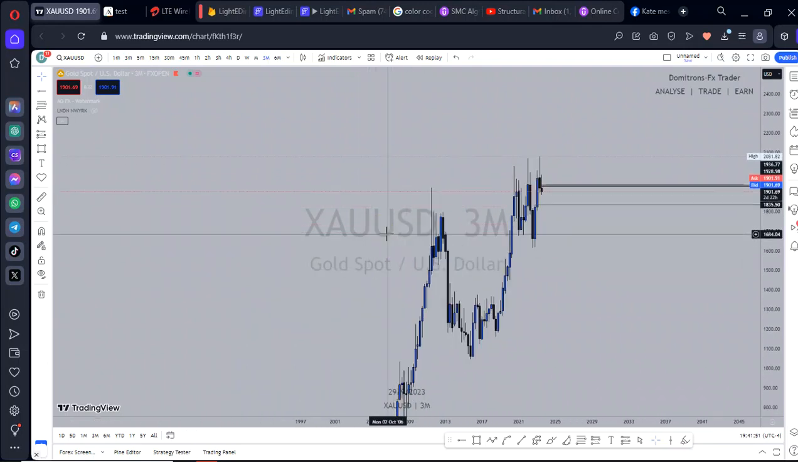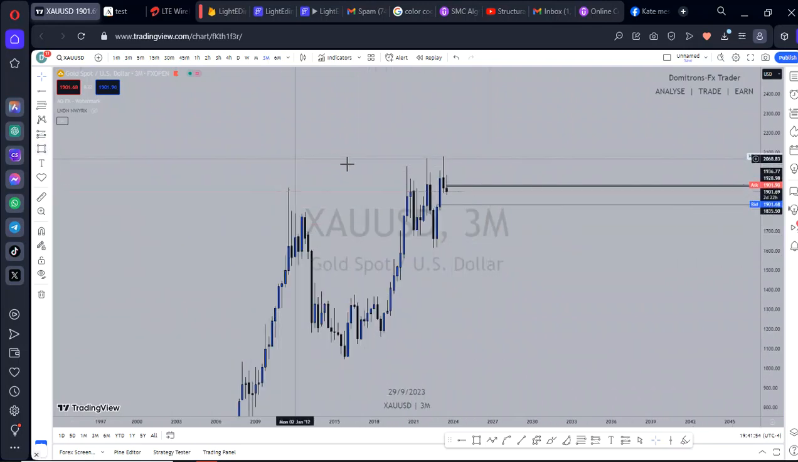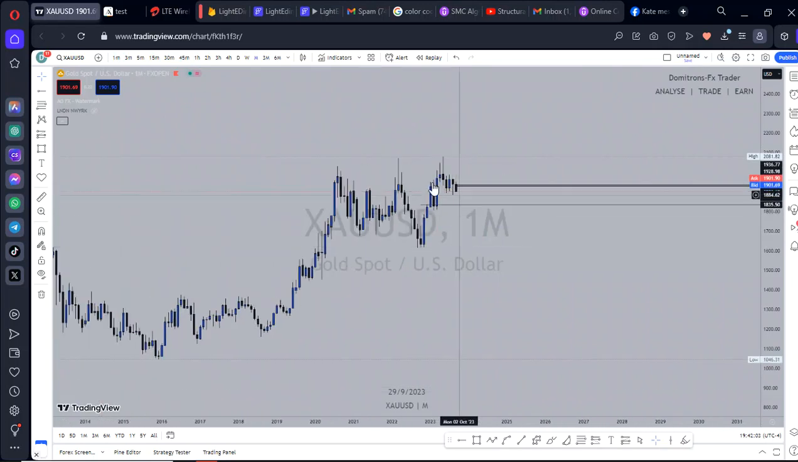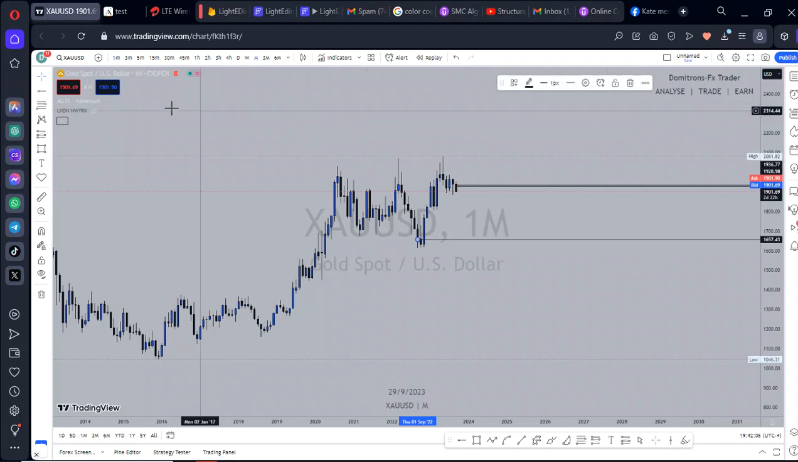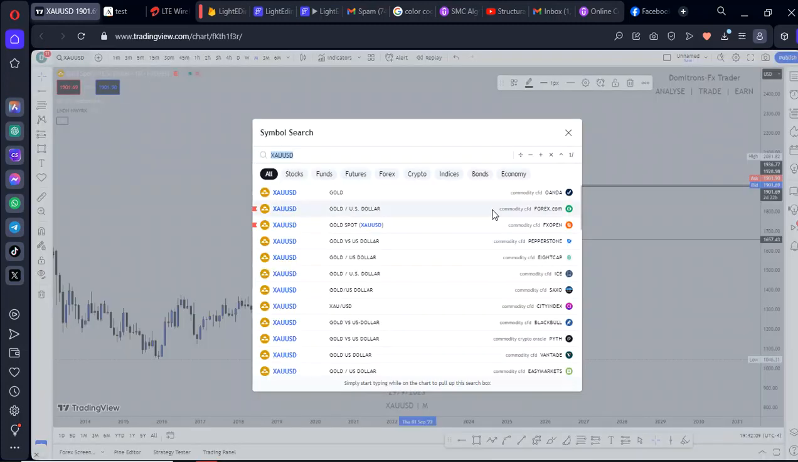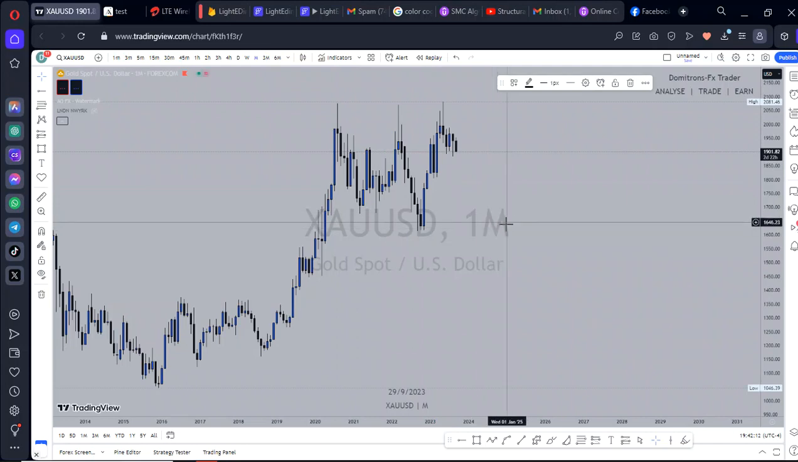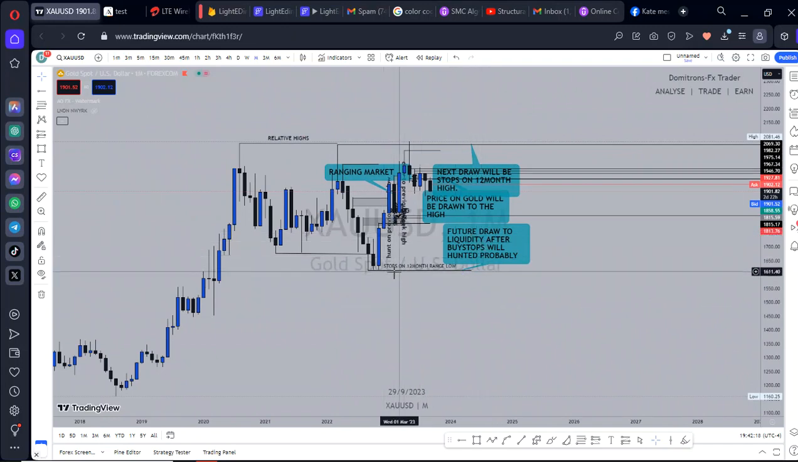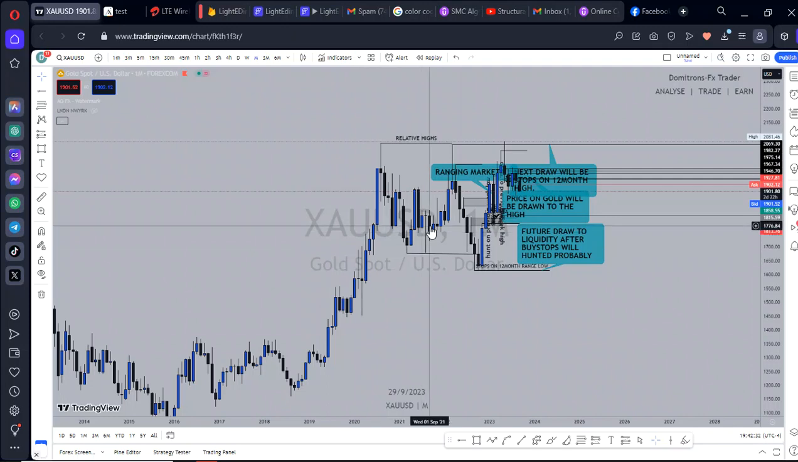Looking at the structures right here, we know that this is a ranging market, and there was no structure formed right here on the 3 months time frame, including the monthly time frame. So a long time ago, I predicted that EURUSD should be drawn to the previous 12-month low. I refuse to delete this markup I had right here. So the future draw on liquidity is the previous 12 months low right there, after the buy stops are probably hunted. Having this draw on liquidity right here, we get to see how long it needs to get to that area.